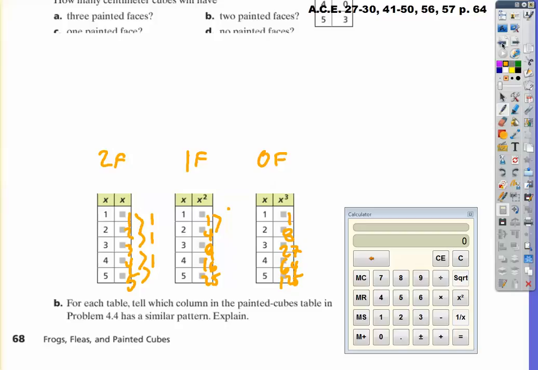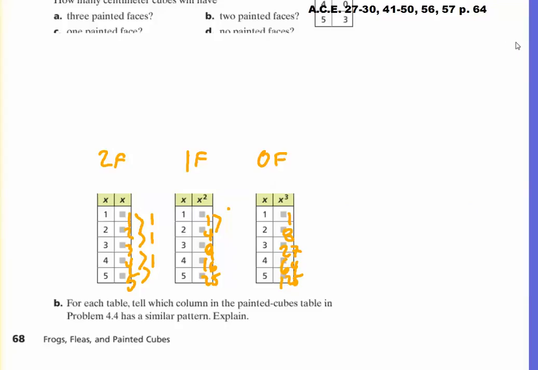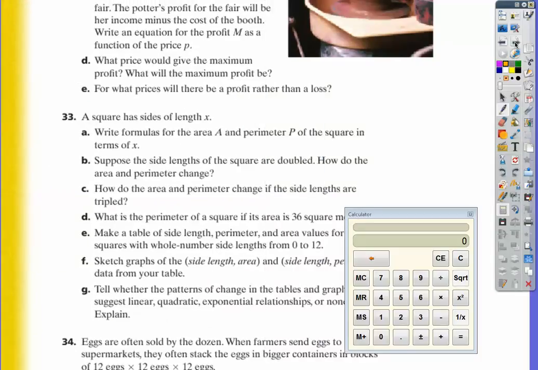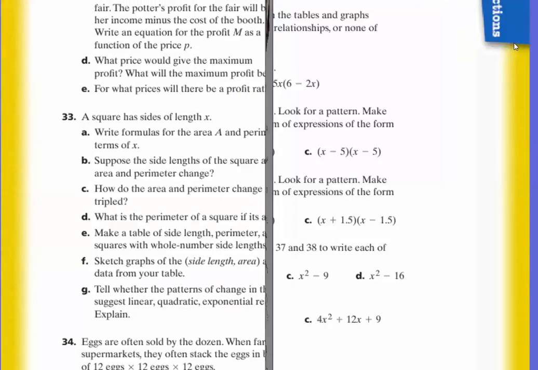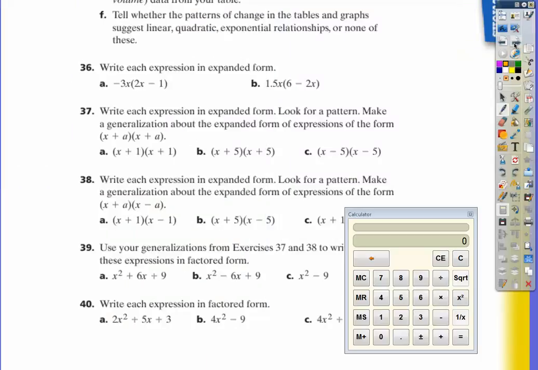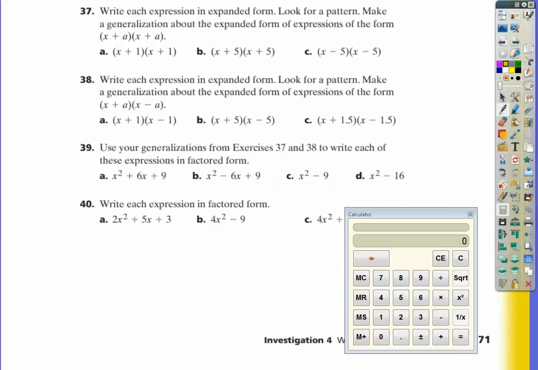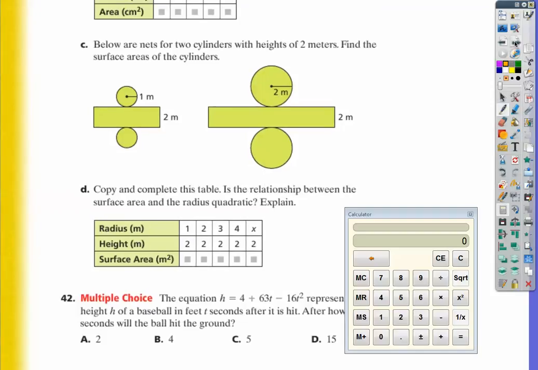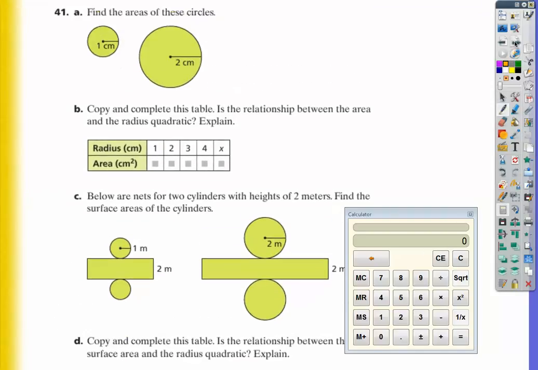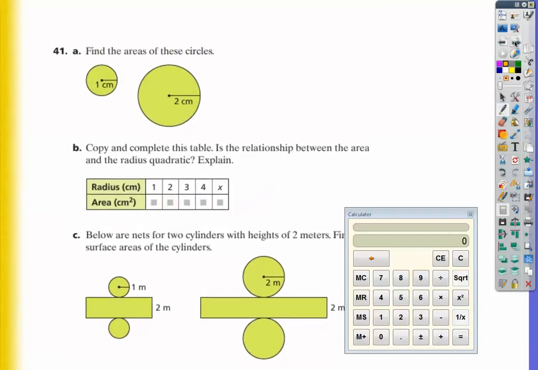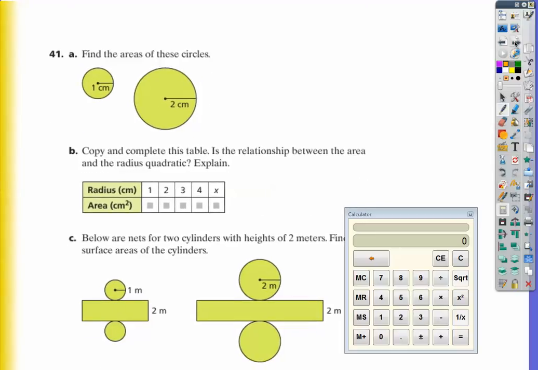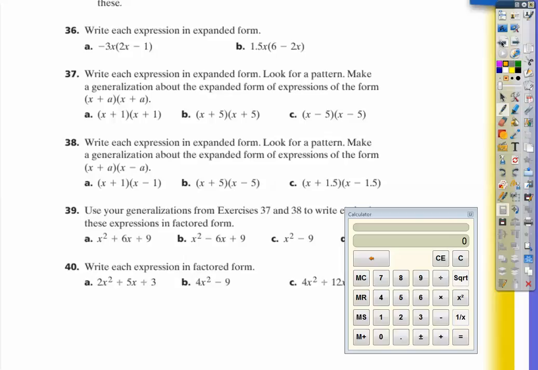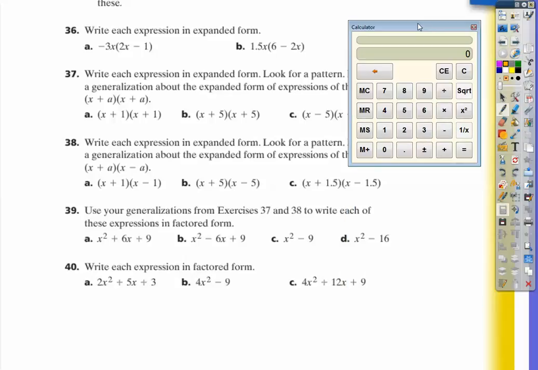So we have 41 through 50. Okay, so here we go. 41. Where's 40? Oh, well. Okay, write each expression in factored form. So we just have to factor them.